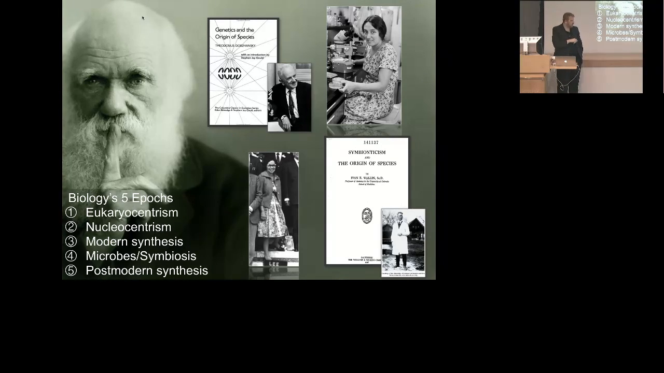With Darwin, we had a eukaryotic-centric view of evolution. With evolutionary genetics forming in the modern synthesis, we had a nucleocentric level of thinking. And now we're appreciating, especially in the last decade, the significance of microbes and symbiosis in what defines an organism, which ultimately leads us to a postmodern synthesis phase where evolution, genetics, and symbiosis unify into a coherent theory of how organisms evolve and maintain their health.